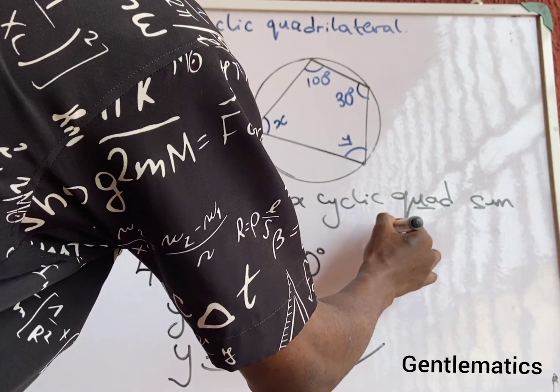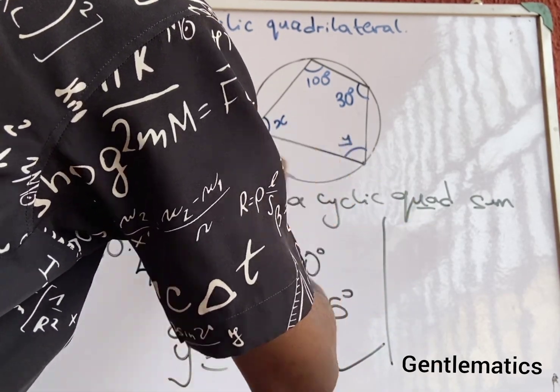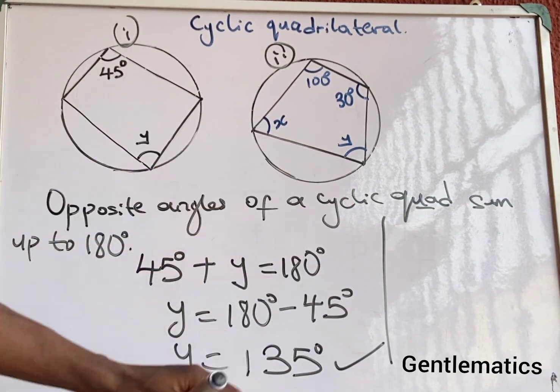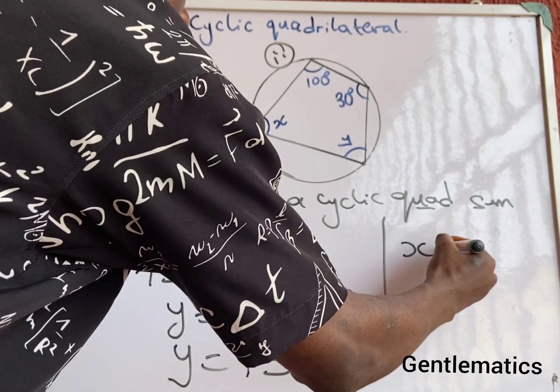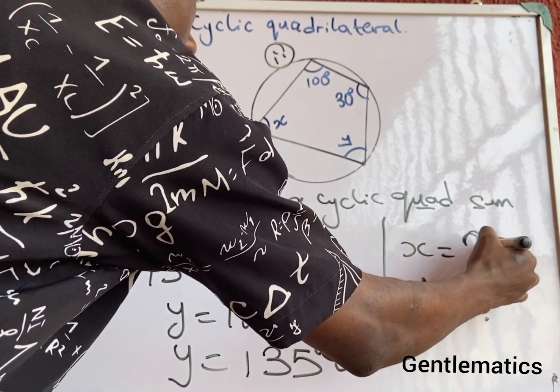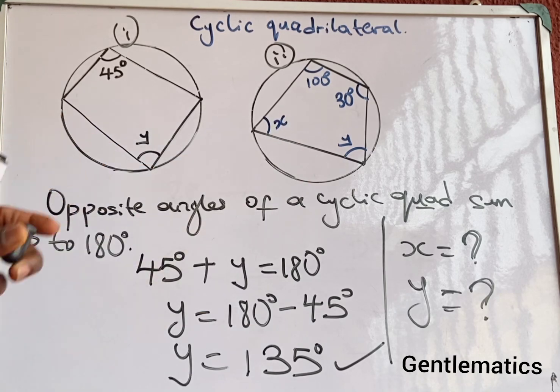Now, if you understand that, help me solve the second example. This is example 1. Get the values of x and y and write in the comment section. X equal to something, y also equal to something. Solve and give me the answer using this formula.